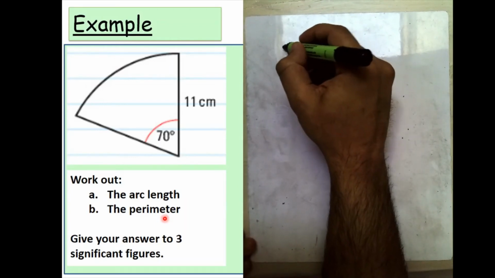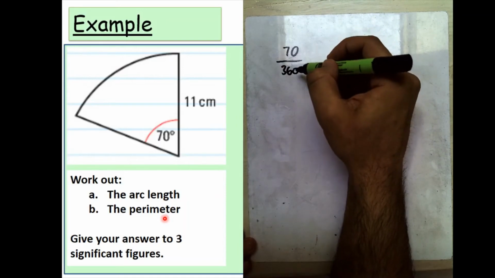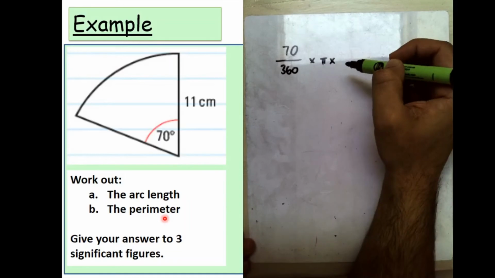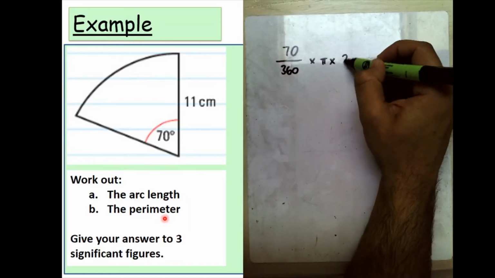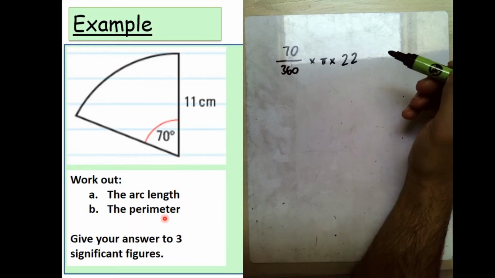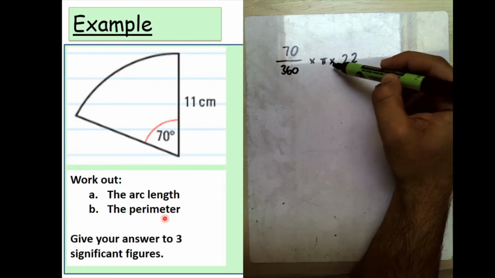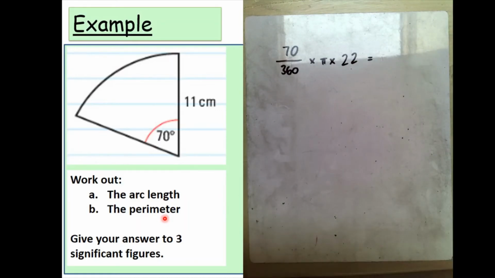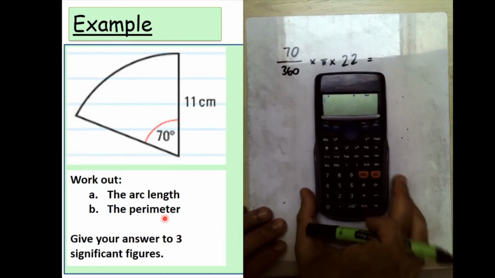So 70 over 360, that bit's pretty straightforward. So the angle over 360 times pi times, now instead of using 11, because as I said that's the radius, you need to double that, which is 22. So angle over 360 times pi times diameter. You'll put that in your calculator and you'll get an answer. So I'll do that now in front of you so you can see.